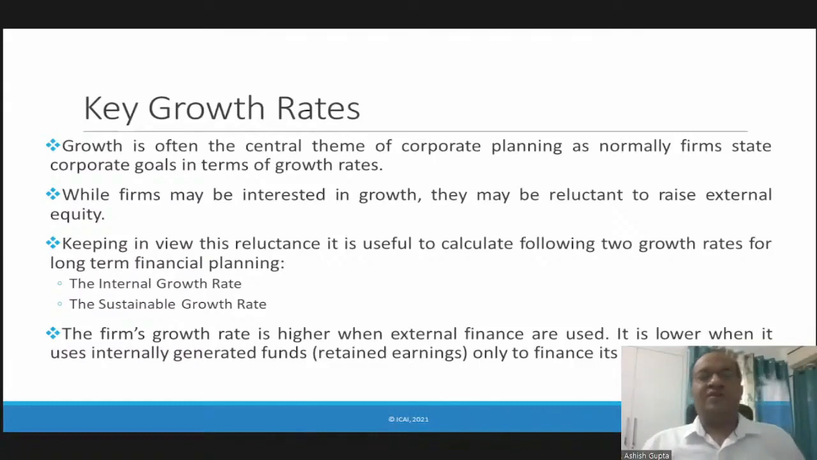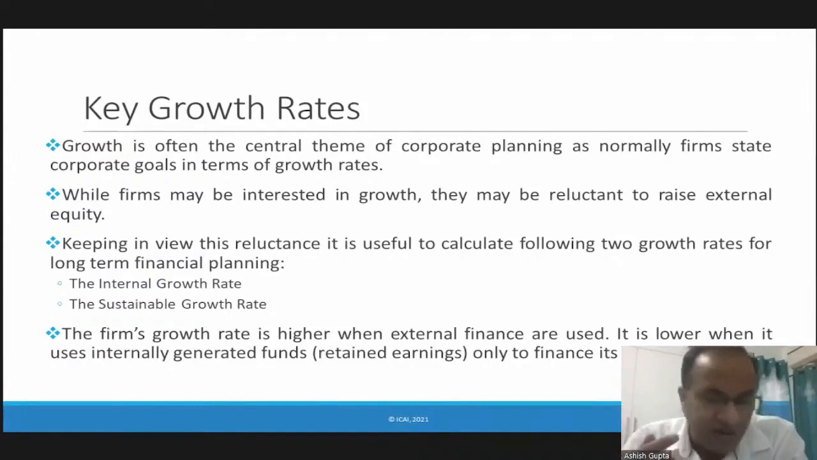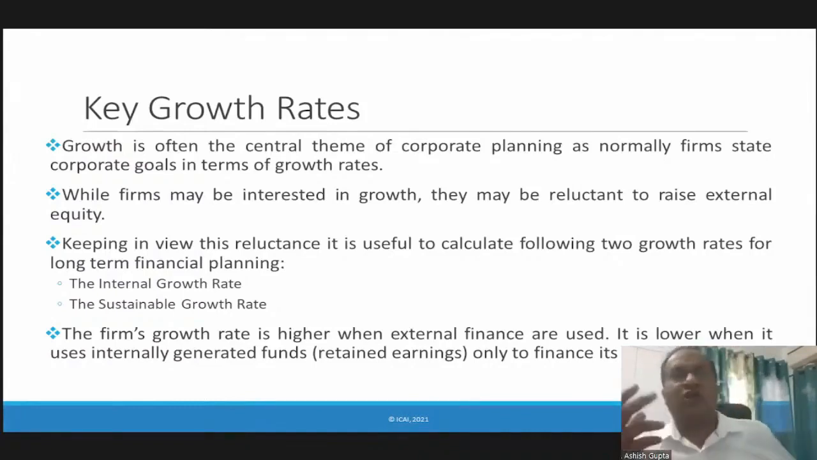Growth is often the central theme of corporate planning, as firms normally state corporate goals in terms of growth rate, that we are rising at that much growth rate. While firms may be interested in growth, they may be reluctant to raise external equity. Of course growth is good, and for growth we need funds, but sometimes the company may not be interested in raising additional equity because of the dilution of control. Given this reluctance, it is useful to calculate the true growth rate for long-term financial planning.